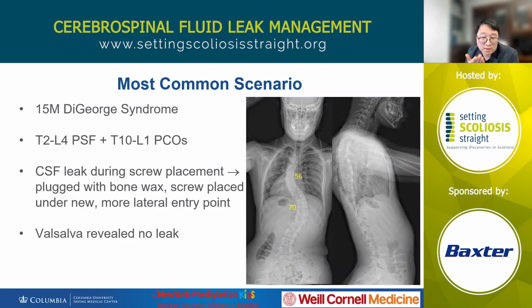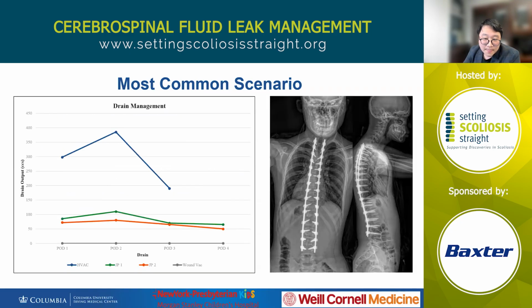So here's just a couple of examples of how I've managed some of my patients. This was a 15-year-old syndromic scoliosis. We did a T2 to L4 fusion, got a CSF leak during screw replacement. Similar to Steve, I just plugged with bone wax, did a Valsalva, there's no leak. He's high thoracic, so I kept head of bed elevated. I left 2 superficial drains and a wound vac.